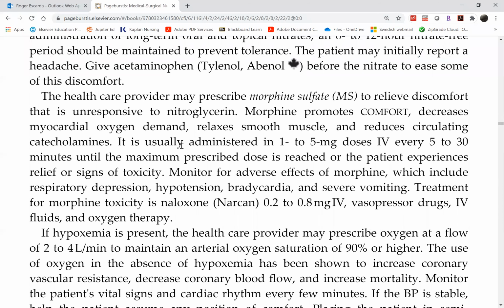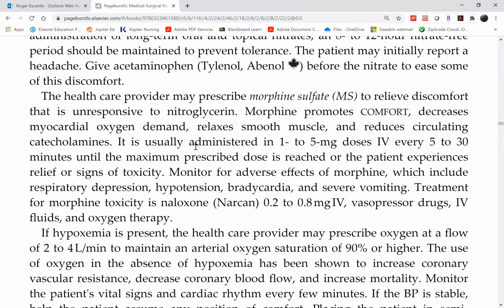Okay, so what's the purpose of morphine? Why are we giving morphine? So this is the answer. You see it on the test question, even on the NCLEX, because I have had students say, yeah, they got the morphine question. So this is the rationale.